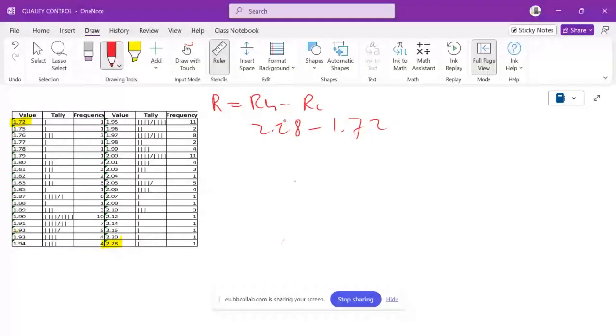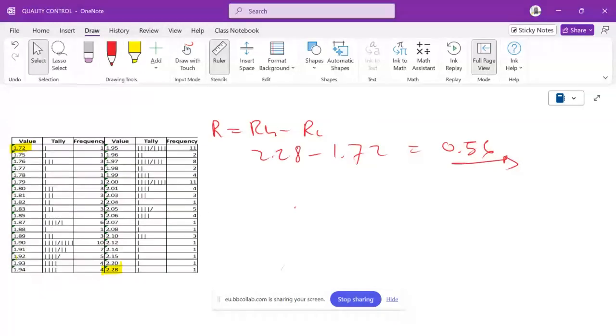2.28 minus 1.72 is equal to 0.56. Okay, then we move right along to the second one, which is the interval.